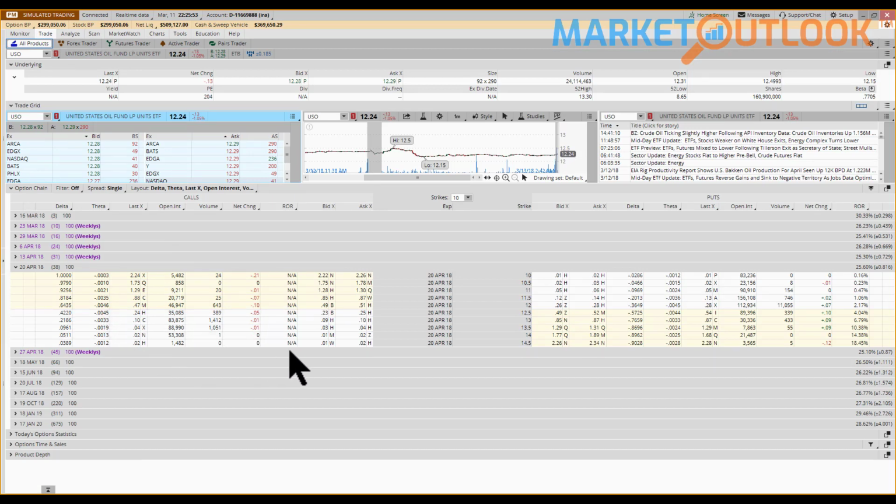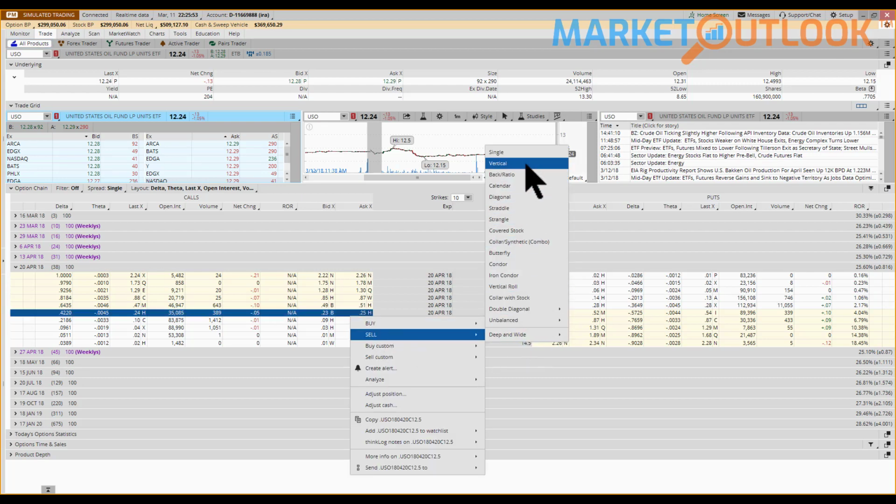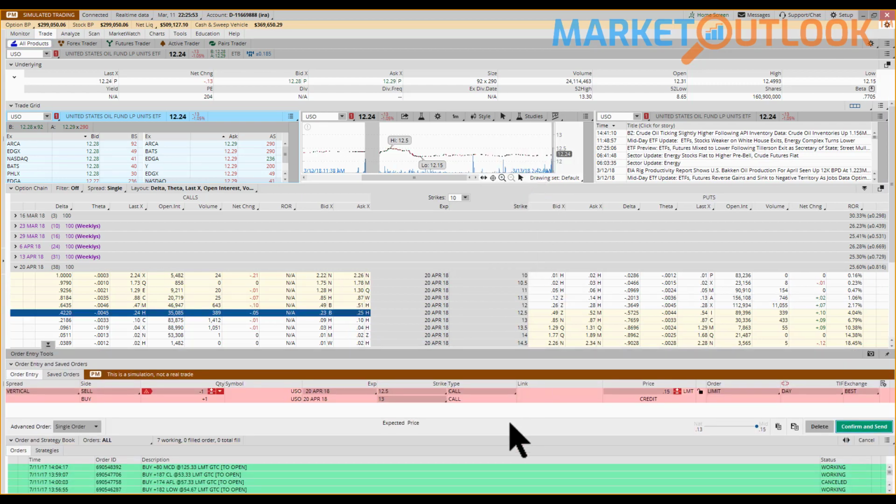And so I'm going to come over here to the call side of the equation, and I'm going to look for a call to sell. In that case, it looks like $12.50 is the strike price of the call I'm going to sell. And I'm going to sell a vertical. So I right-clicked and went to sell a vertical, and I've pulled up this spread here. And again, recognize we've got the $12.50 call that we're selling, the $13 call that we're buying, and we're getting a spread of 15 cents.